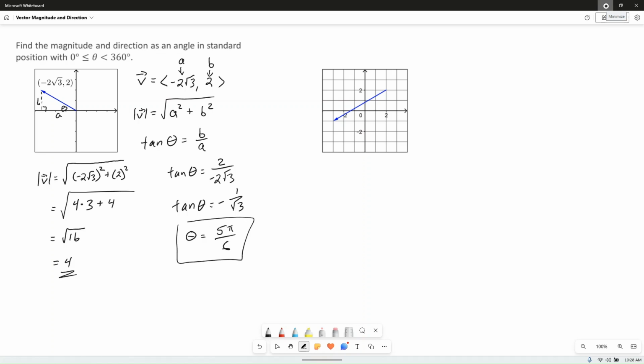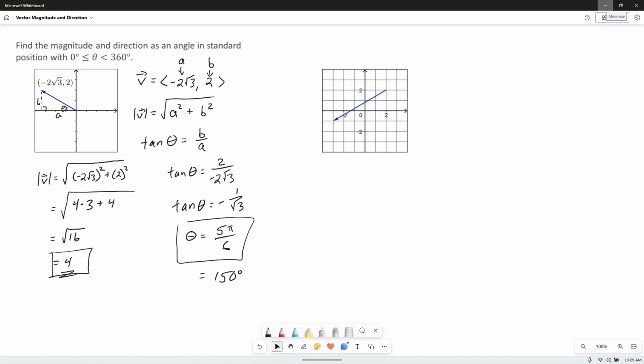Okay, so we have a magnitude of 4 and a direction angle of 5 pi over 6. So I said we're going to do that in degrees. So 5 pi over 6 is the same thing as a 30. So that would be 150 degrees.